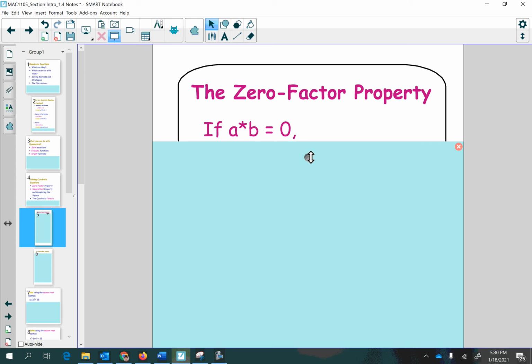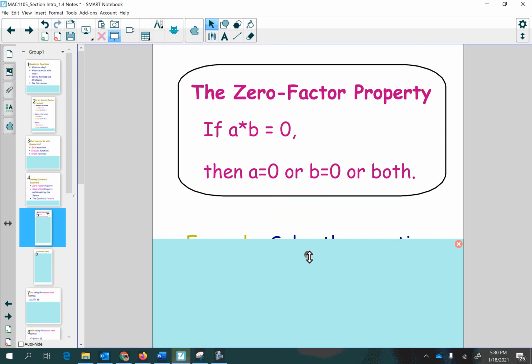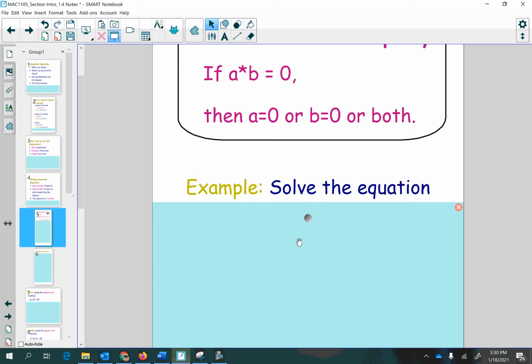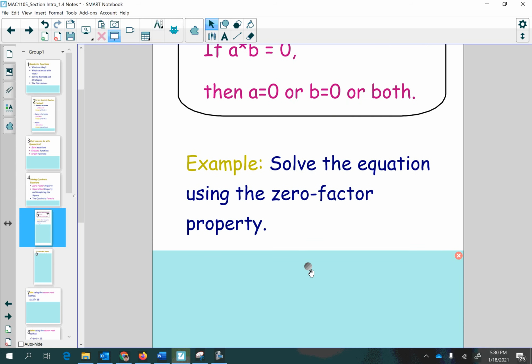It's based on this truth that when you multiply two items and you get an answer or a product of 0, that means either A had to be 0 or B had to be 0 or possibly both. So we can use that to our advantage with quadratic equations. So here's an example using the zero factor property.